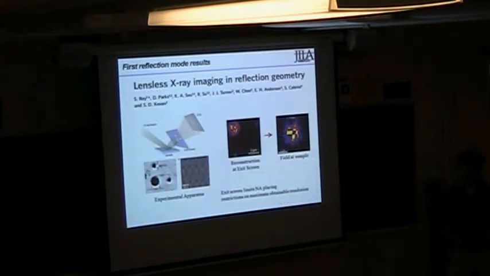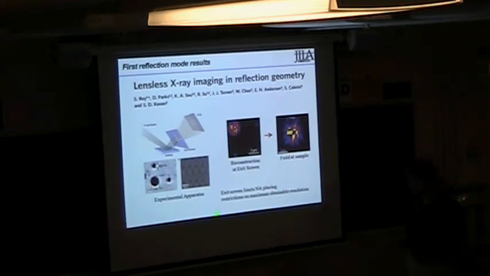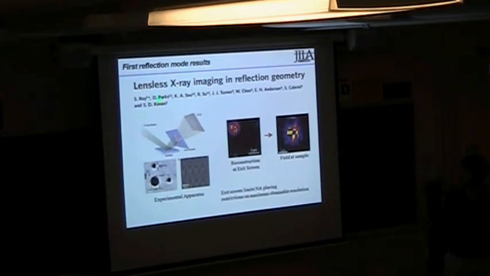Another way that would be nice to extend this type of imaging is to be able to image surfaces in reflection mode, because that's really the only way that we could image something like a processor chip or the magnetic domains in a hard drive. So this is so far the only result at a synchrotron where they were actually able to do this type of imaging in reflection mode.